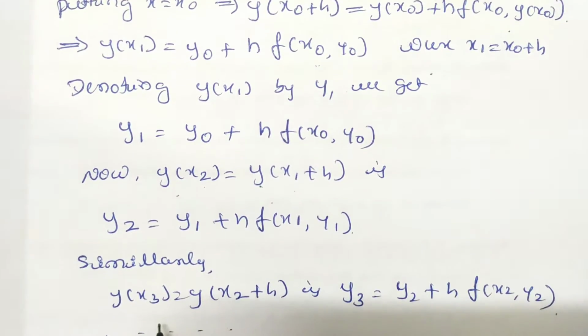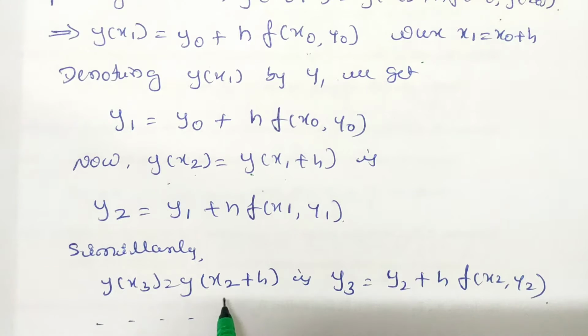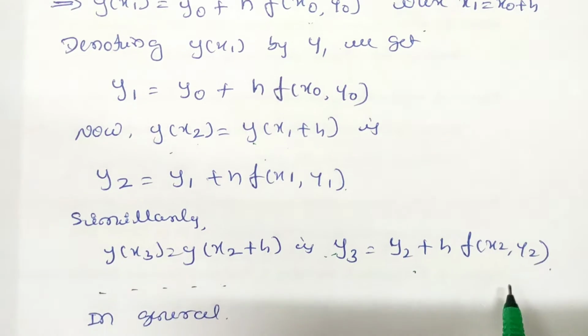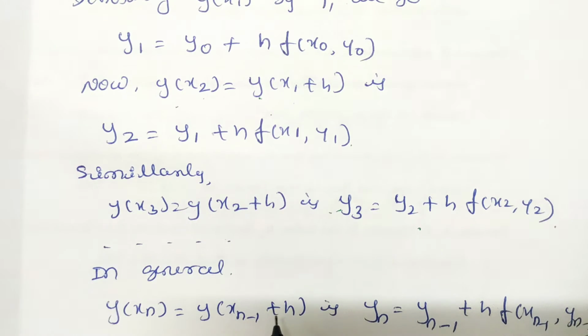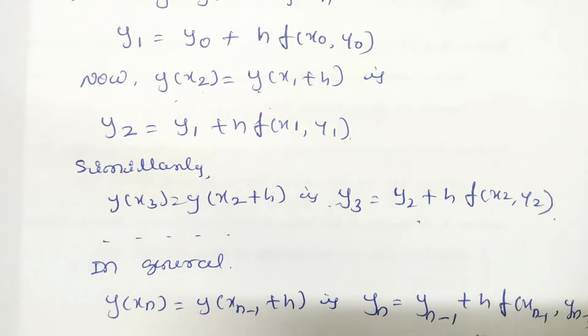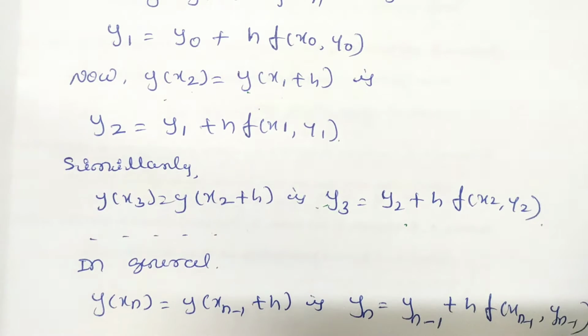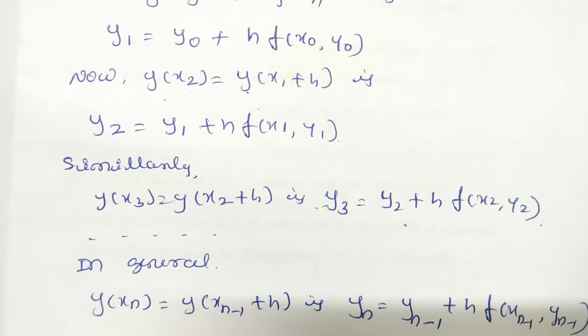Similarly, we can have y at x3 equals y at x2 plus h, so y3 equals y2 plus h into f of x2, y2, and so on. In general we have y at xn equals y at xn minus 1 plus h, that is, yn equals yn minus 1 plus h into f of xn minus 1, yn minus 1. This is the general formula for finding the value of y at the nth interval. So this is about Euler's method.